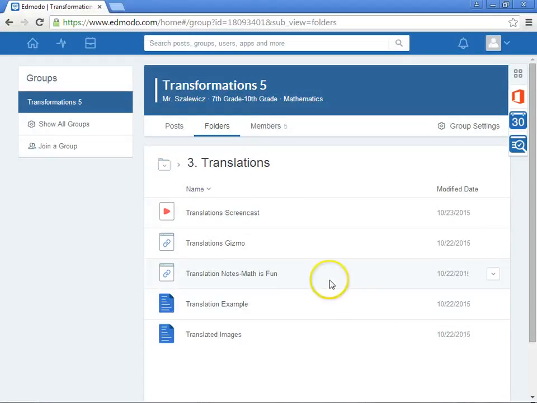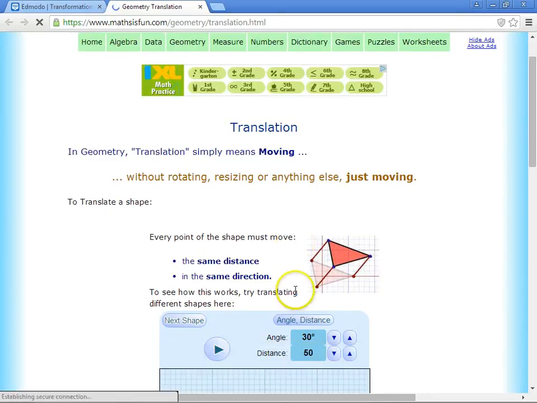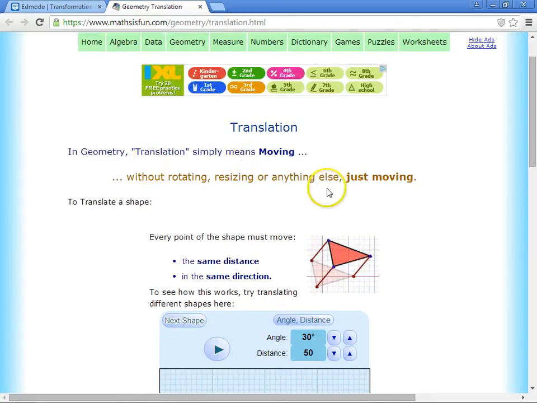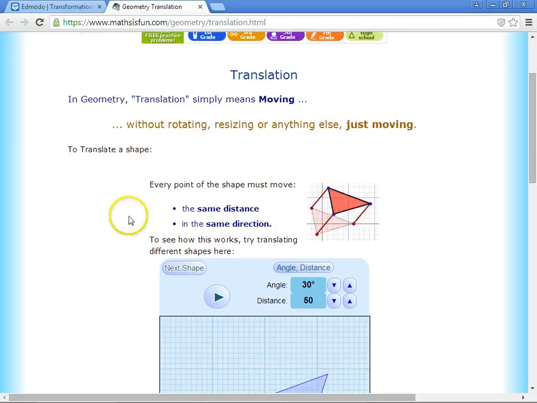So we'll go back to our Edmodo file, and our notes are listed in Math is Fun. In geometry, translation simply means moving without rotating, resizing, or anything else, just moving. So we're just moving the picture on the graph. They talk about translating a shape. Everything moves in the same distance and the same direction. If you look at these translated points, they've all been translated in the same direction and the same distance.